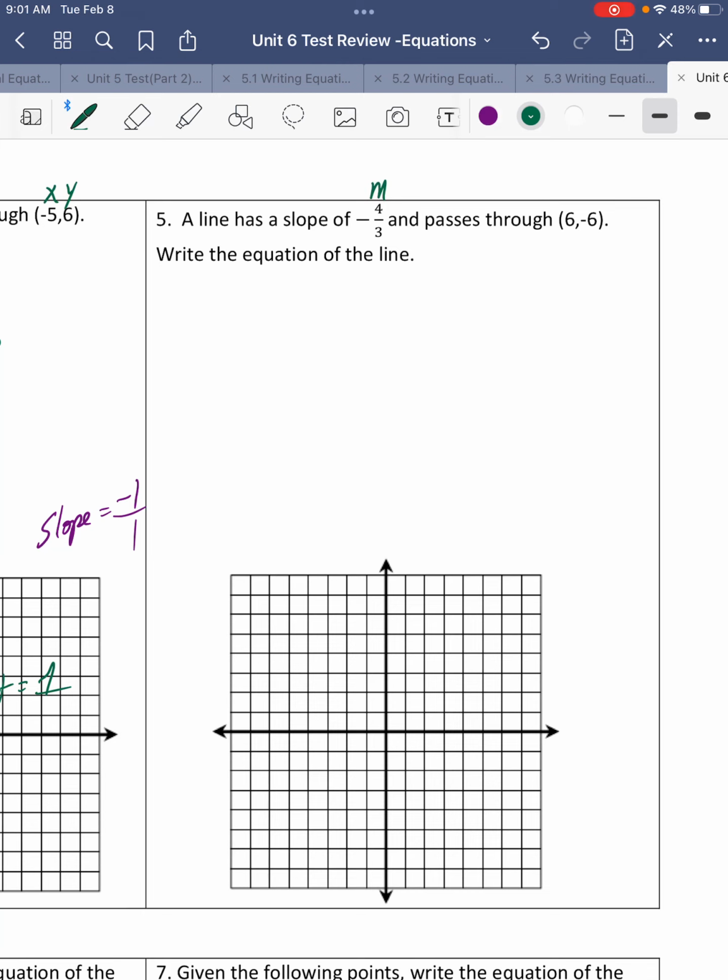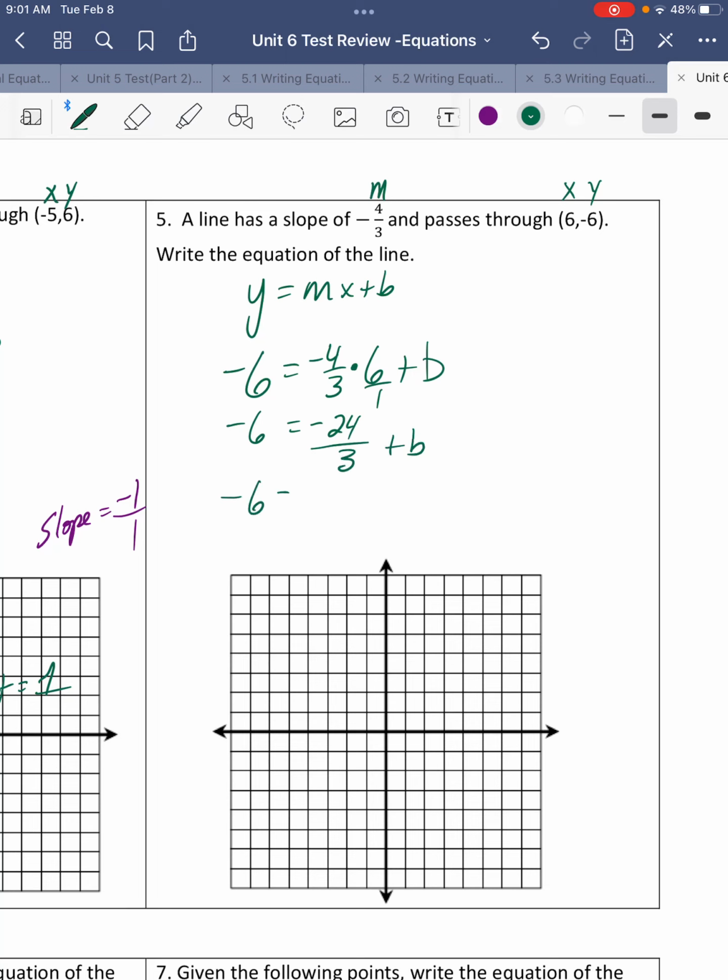Okay, so the next one, we have the slope of m. There's m. You have your x and your y, just like the alphabet, x, y, z. In your equation, we have y equals mx plus b. What do we already have? Well, we have the y is negative 6. The m is negative 4/3. The x is 6. And we don't know the b. All right, multiplying fractions. Multiply the numerators. So negative 4 times 6 is negative 24. 3 times 1 is 3.